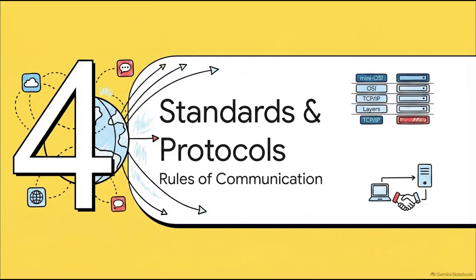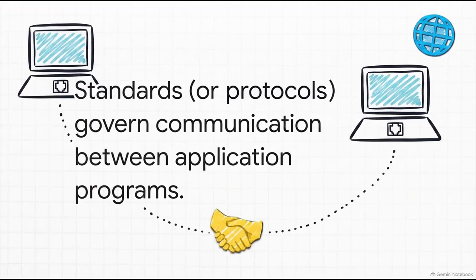Part 4. Standards and protocols. Rules of communication. Now, if you have all these entirely different networked applications built by totally different developers all over the world, how on earth do they actually understand each other? Well, they need a shared set of rules. And that brings us to application standards, which you'll often hear called protocols. These govern the communication between application programs. Think of it exactly like two humans needing a shared language to have a conversation.